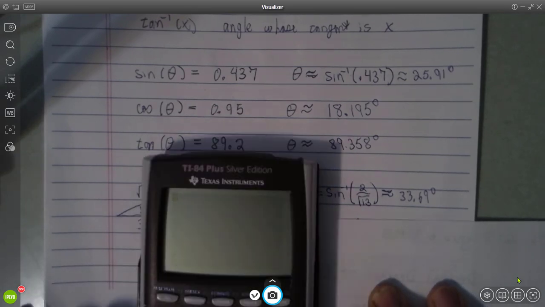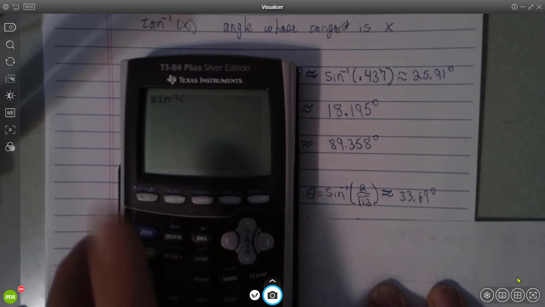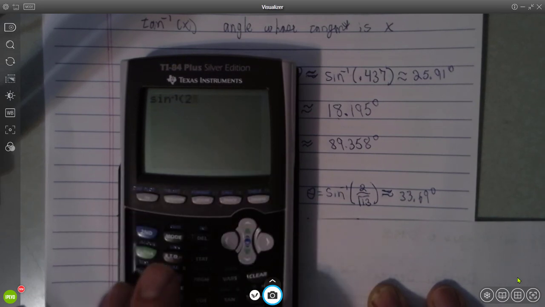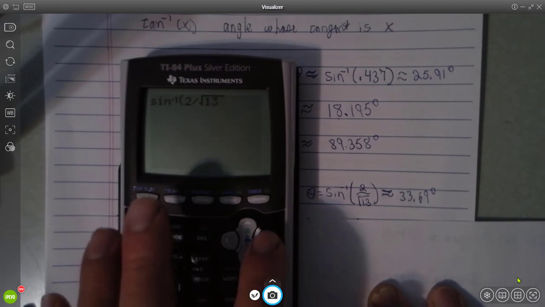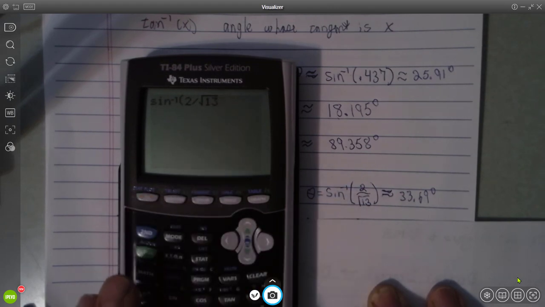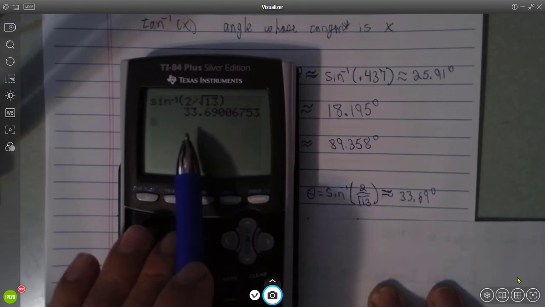It looks like this. Take the inverse sine of 2 divided by the square root of 13, and I come up with about 33.69 degrees.